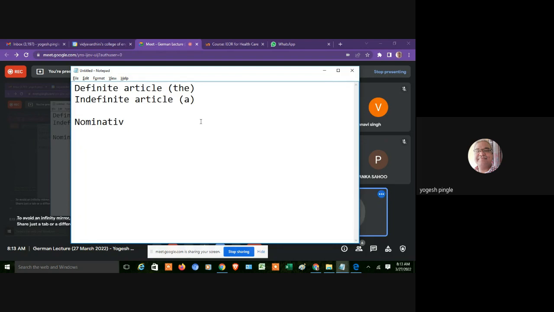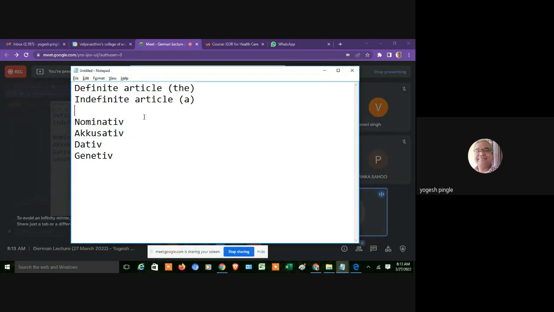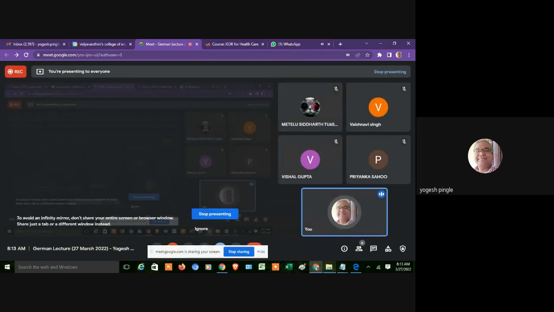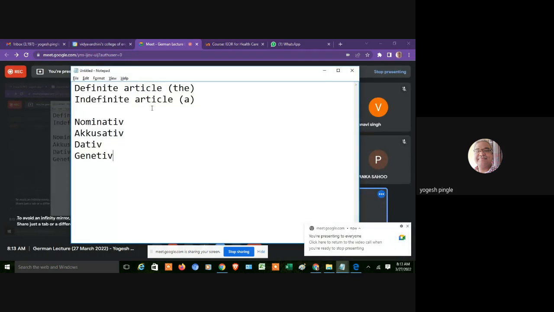The forms are nominative, accusative, dative, and genitive. So we have got four forms: nominative, accusative, dative, and genitive. You may say it's prathama, dvitiya, tritiya, chaturthi. First form, second form, third form, fourth form. So these are the forms.